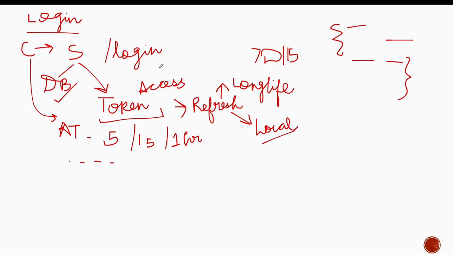So when the client gets the access token and the refresh token, what does it do? If the client wants to access an API or a service from the server, what will it do? Along with the token, it will add a header to the request.